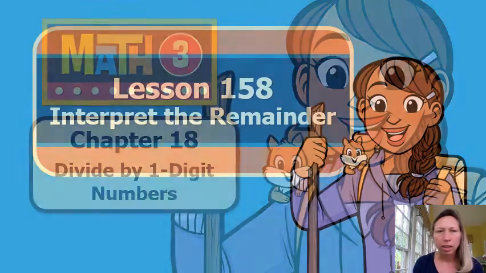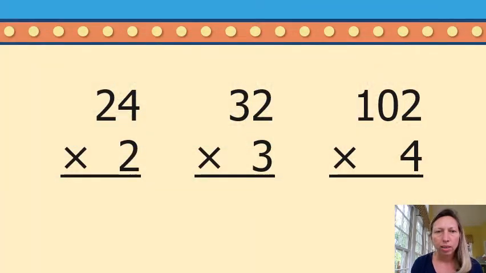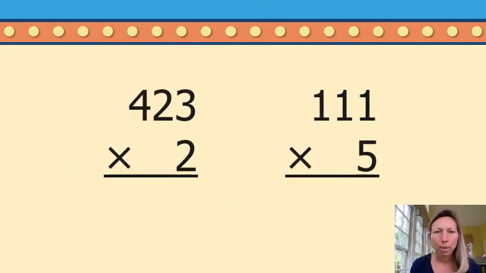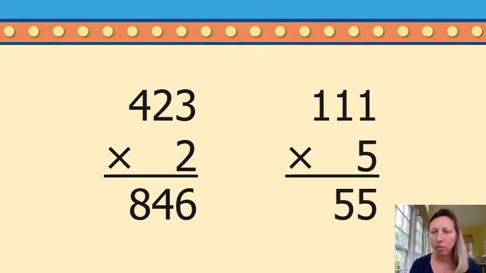All right, so this is just review. 4 times 2 is 8, and 2 times 2 is 4. 3 times 2 is 6, 3 times 3 is 9, 2 times 4 is 8, 0 times 4 is 0, and 1 times 4 is 4. 3 times 2 is 6, 2 times 2 is 4, 4 times 2 is 8. 1 times 5 is 5, 1 times 5 is 5, 1 times 5 is 5.